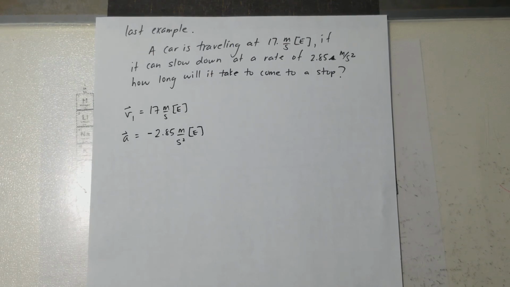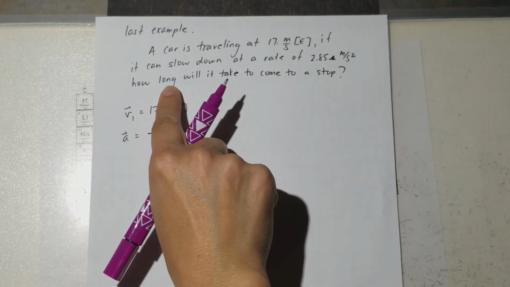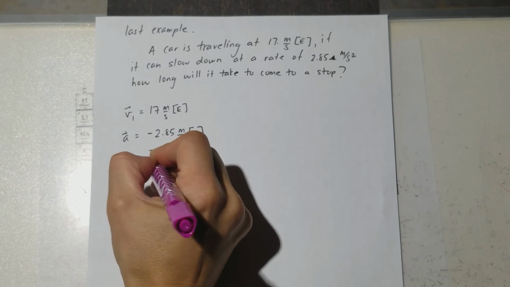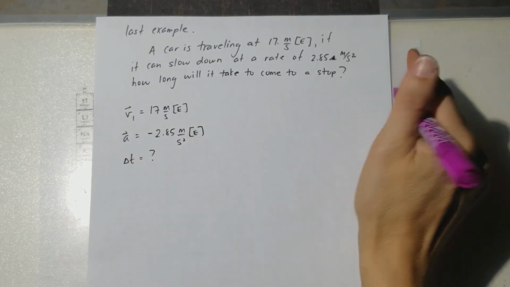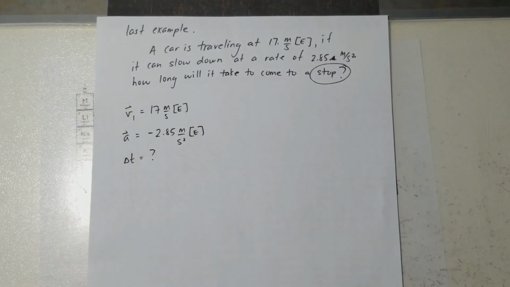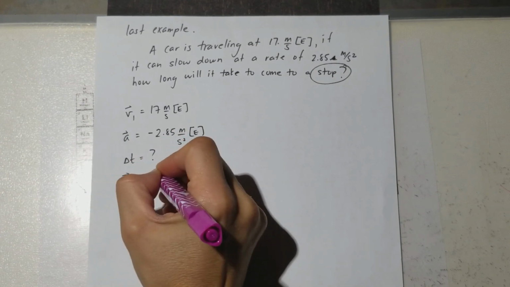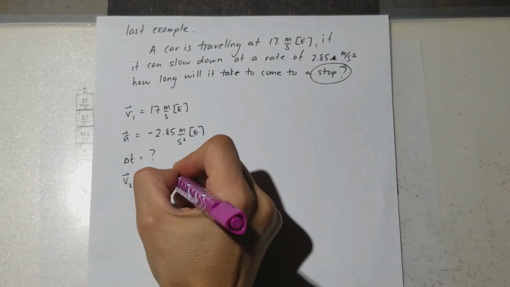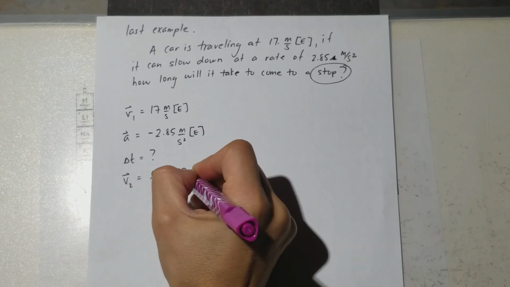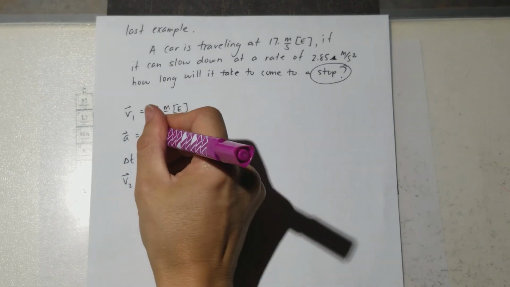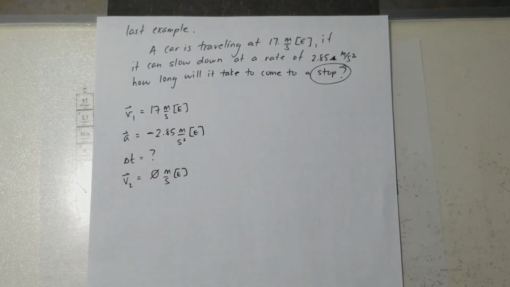And then it says, how long will it take to come to a stop? So how long is the time, and come to a stop? So right here is something you will need to interpret that word as a number. So stop means V2 is going to be 0 meters per second. Now technically, yes, it should have a direction, so we'll just put east because they're all east. Don't forget, slowing down is a negative.